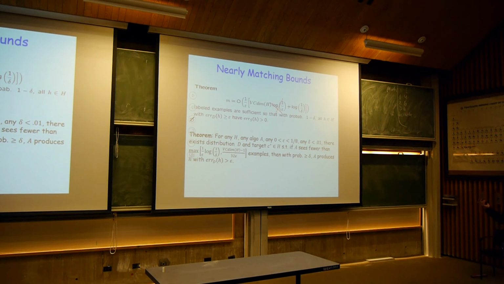But in any case, from the point of view of this class, what this pair of bounds, upper and lower bound, shows is that VC dimension is really the right notion of complexity that characterizes the sample complexity of a learning problem.